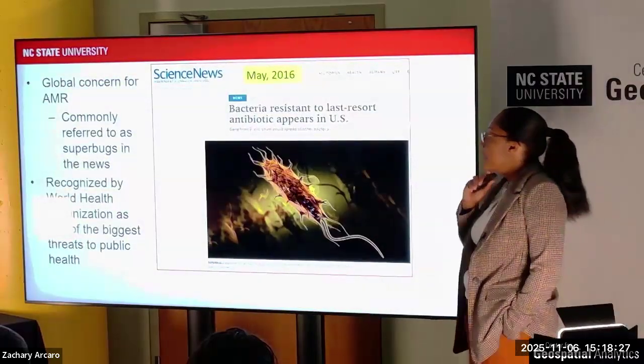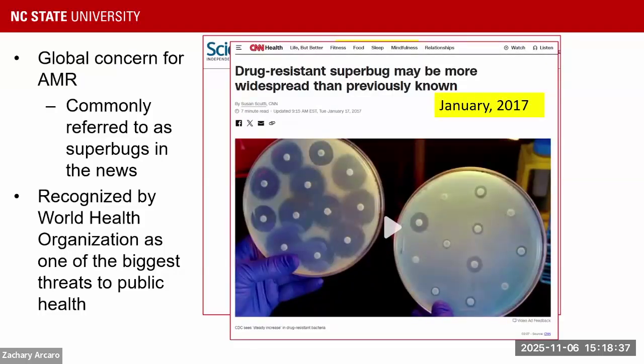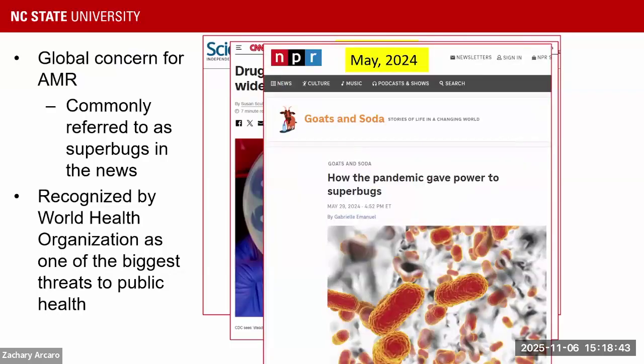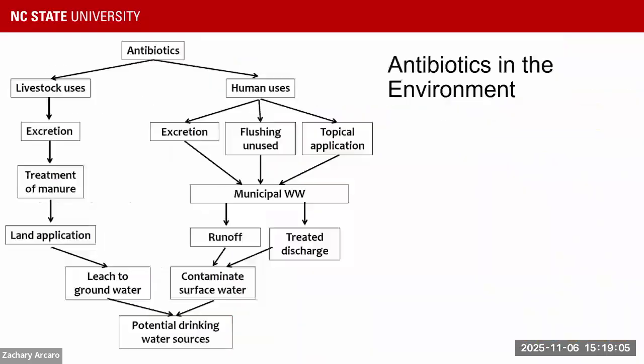There's been global concern for AMR. It's not necessarily new, but I just have a couple of stories. Bacteria resistant to last resort antibiotic appears in US, that's May of 2016. Drug-resistant superbug may be more widespread than previously known, January 2017. How the pandemic gave power to superbugs, May of 2024. And superbug crisis could get worse, killing nearly 40 million people by 2050. Not to cause alarm, but just to say that it is recognized by the World Health Organization as a threat.